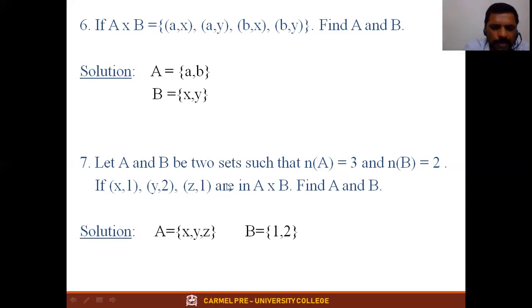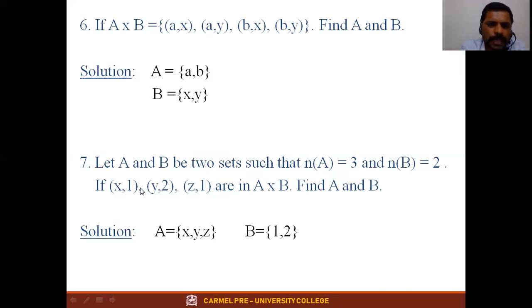Here 3 elements is more than enough for me to solve the sum, because n of A is 3. Find A and B. Now X, 1 is there in A cross B, Y, 2 is there in A cross B, Z, 1 is there in A cross B. That means what is understood? This X, Y, Z cannot be in the set B. It should be only in set A. Yes or no? Right? X, Y, Z should be only in set A.